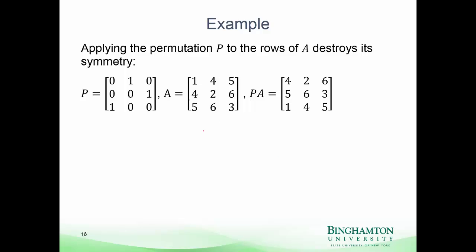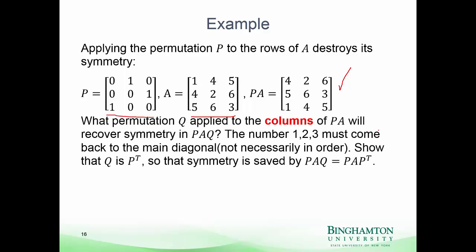So here's our A matrix. Here's a given permutation matrix. We're not going to worry too much about how we got that, but you could figure out why we needed that to avoid a temporary failure. And so when we apply that to A, we get this result, and we see we've lost our symmetry.